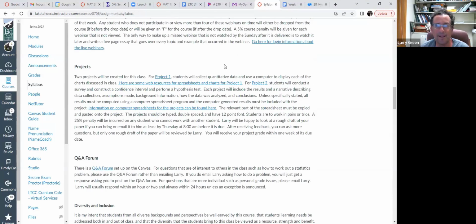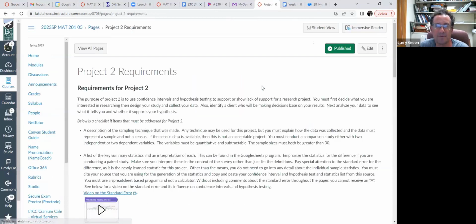And that is, if I click on this project 2 link, it gives you some information about project 2. And I'll say it, and I'll talk about more next week too. So project 2, we're going to use confidence intervals and hypothesis testing to show support or lack of support for a research project. Okay. And just like the last one, you should have a client, and that'll be your audience that you're sending it to. Okay.